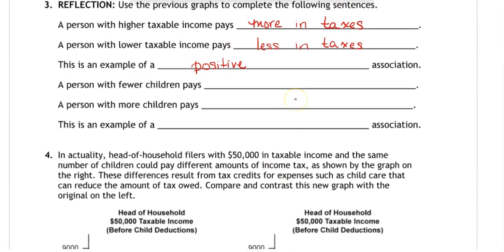So a person with fewer children pays more taxes, and a person with more children pays less taxes. This is an example of a negative association. So the reason it's positive is because as one increases, the other increases. Likewise, for it to be negative, as one increases, the other decreases. So that's kind of what's going on there.